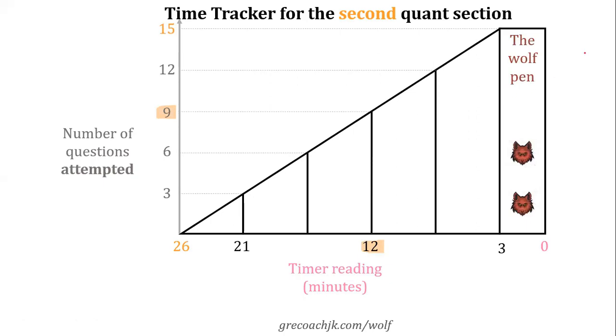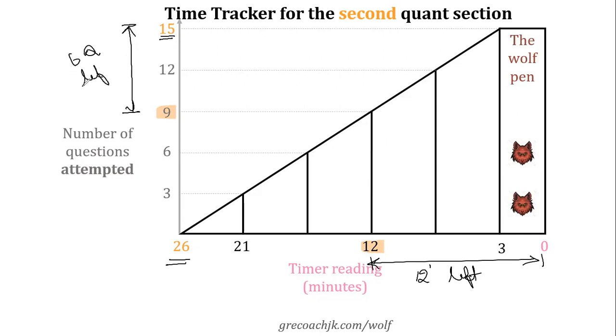How will the time tracker for the second quant section look? Let's see. The second quant section gives you 26 minutes to do 15 questions. I'll shortly show you how to draw this time tracker on your scratch paper, but the highlighted numbers of 9 and 12 illustrate the same milestone marker that I showed you just now for the first quant section. So here also what we are saying is that at the time when I have 12 minutes left in the section, I want to be in a situation where I have a distance of only 6 questions to cover. I have only 6 questions to go.